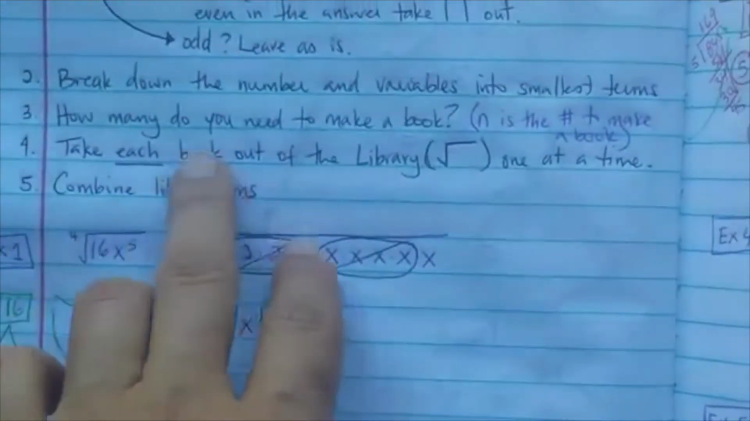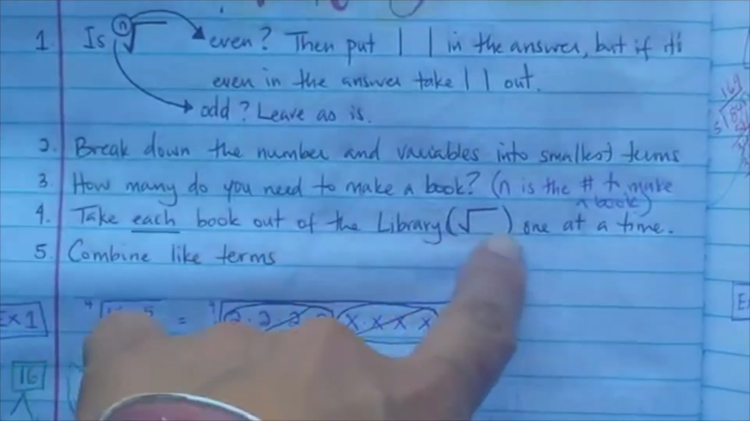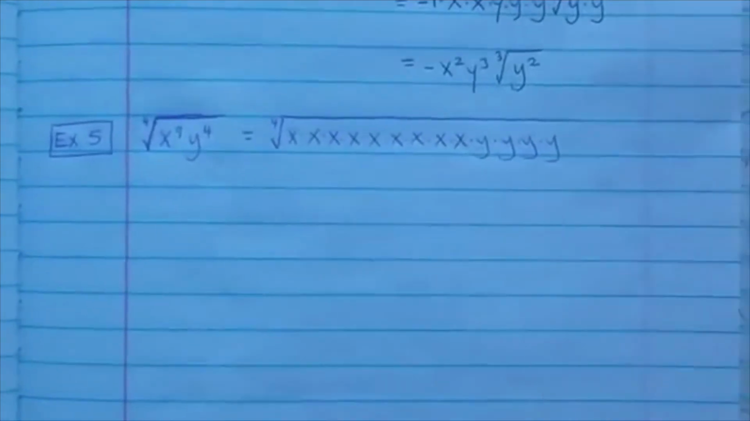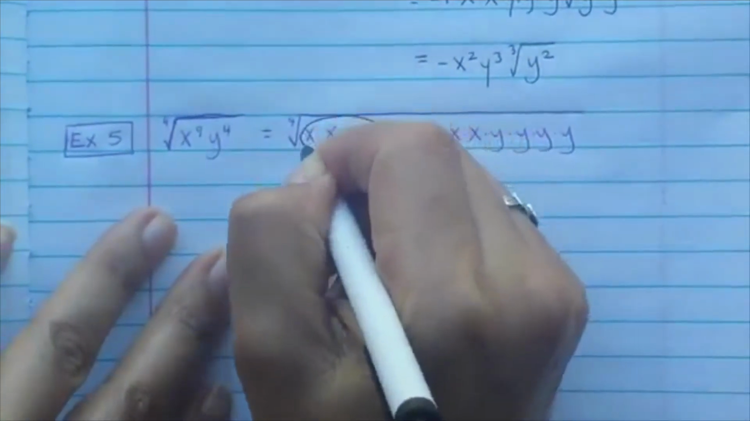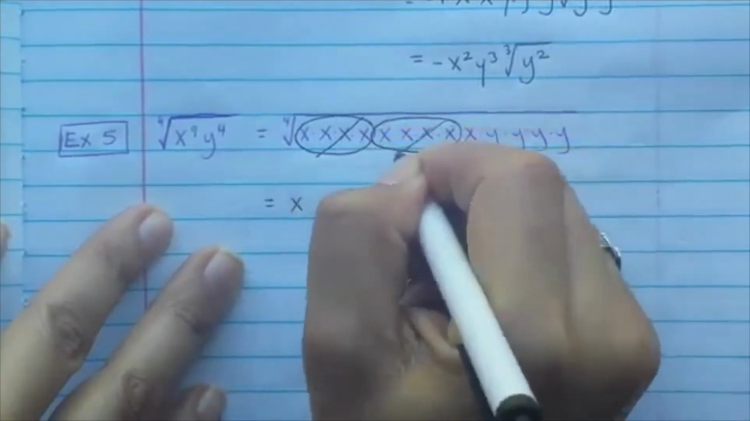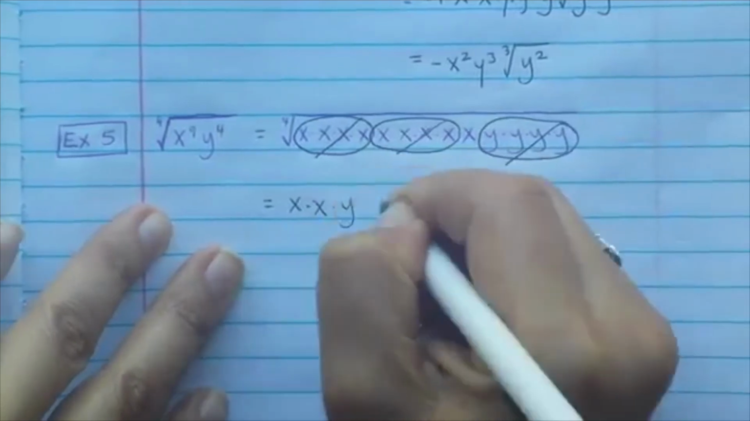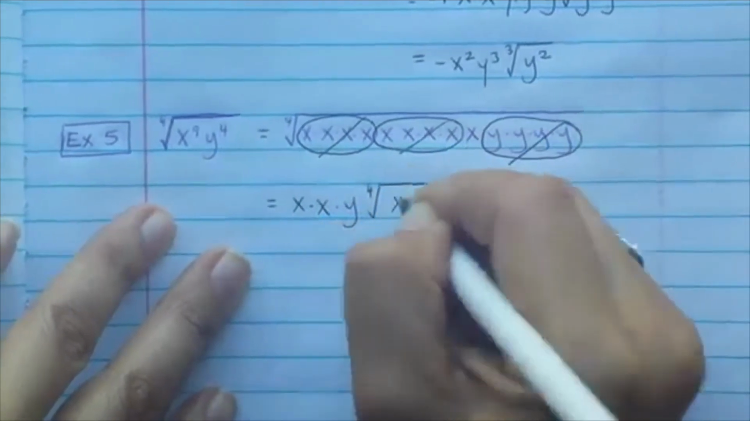Alright, now remember, how many do you need to make a book? I need 4 because that's the exponent outside. Take 1 out at a time. So we're going to circle 4 and take it out. That's an x outside. Circle another 4. That's another x outside. An x remains, and the y's. So inside we still have 1 x.